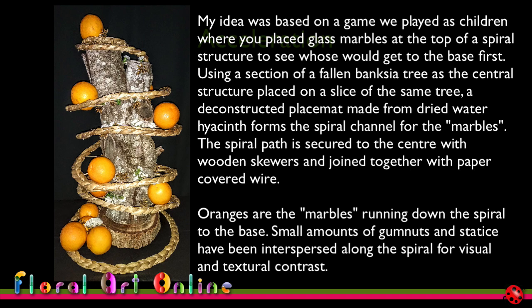Then in that track, so to speak, I've put some oranges at various points as they're coming down the spiral, and then gathered at the bottom. And in between, just for a little bit of visual contrast, there is some white statice, I'm trying to think what it was, but it's very difficult to see in this image. But what that was there for was to match some of the colour graduations that were in the bark of the banksia itself. So I just didn't want it to be the banksia bark and the hyacinth and the oranges. I needed something to bring all of those colours, that colour palette, together a bit better.